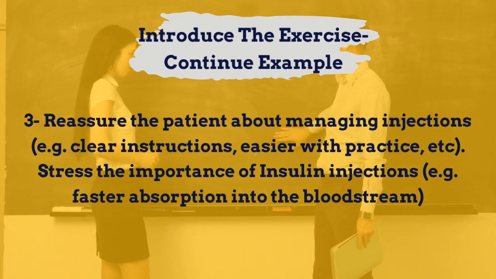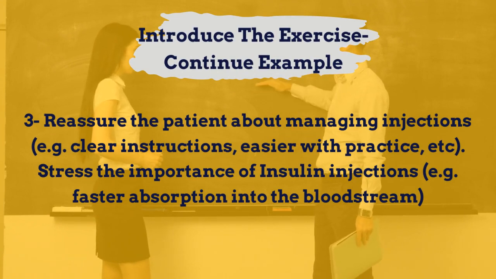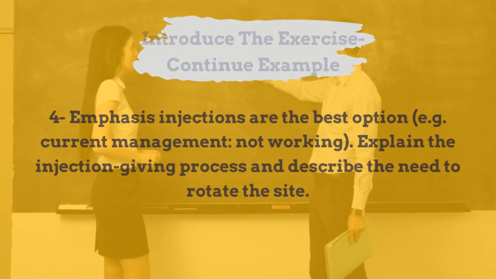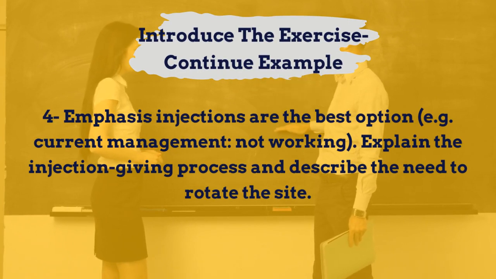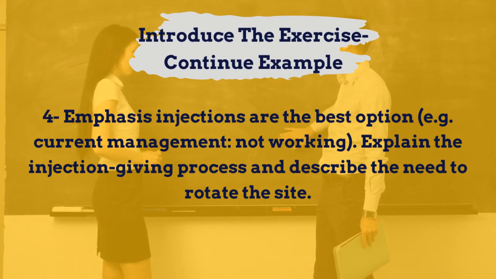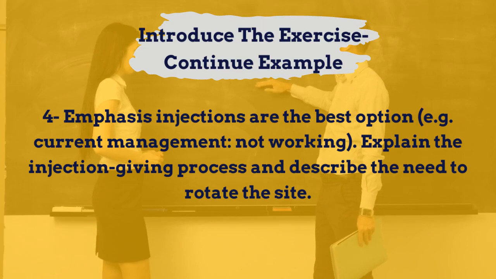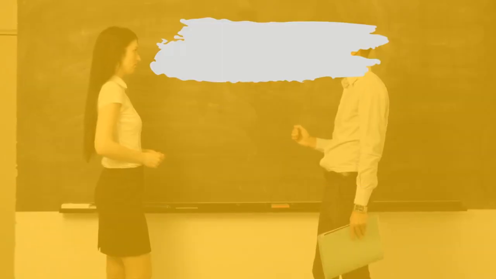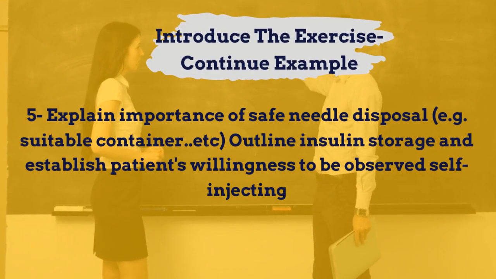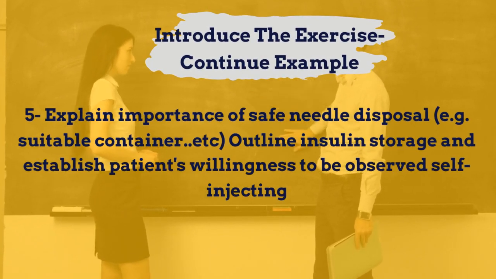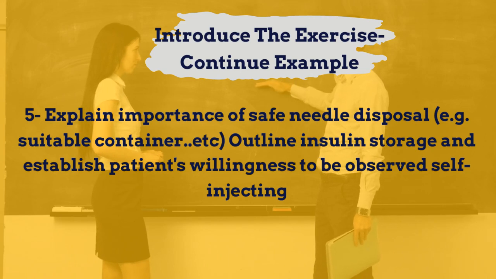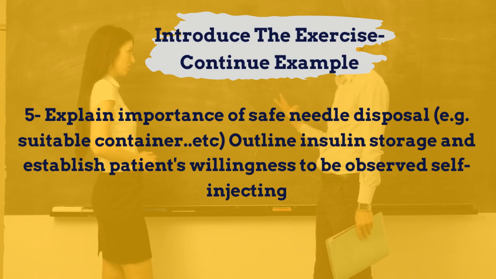Stress the importance of insulin injections, e.g. faster absorption into the bloodstream. Fourth, emphasize injections are the best option, for example current management not working. Explain the injection giving process and describe the need to rotate the site. Fifth, explain importance of safe needle disposal, for example suitable container, etc. Outline insulin storage and establish patient's willingness to be observed self-injecting.